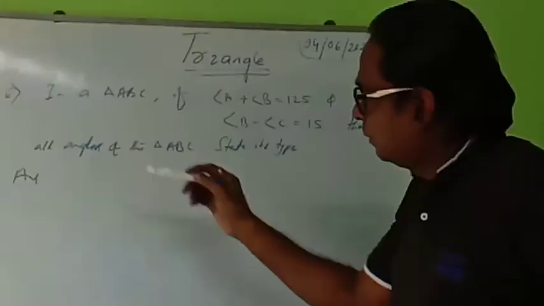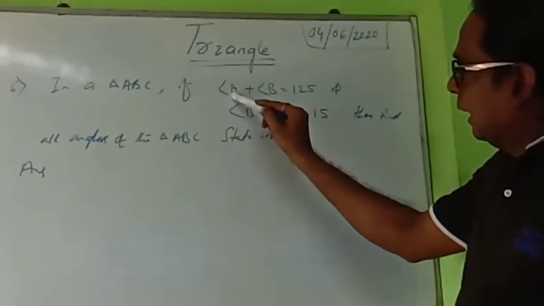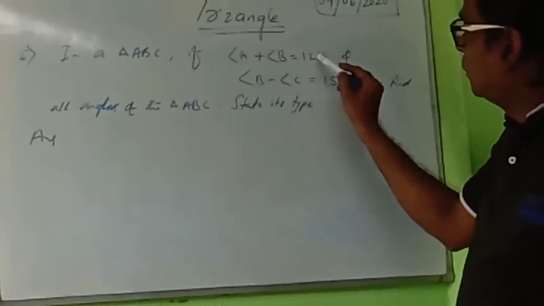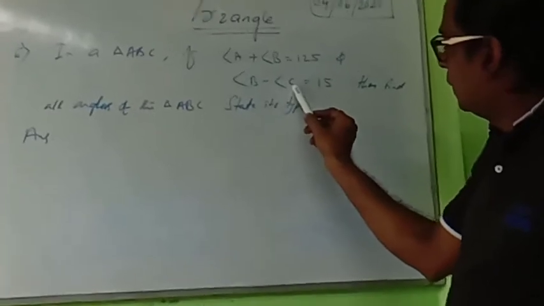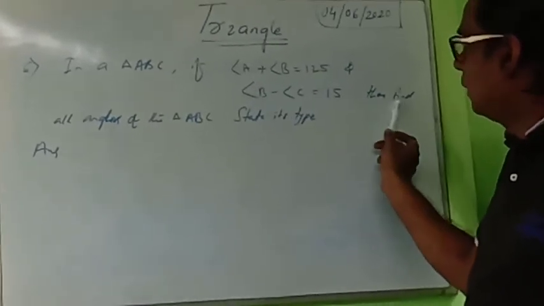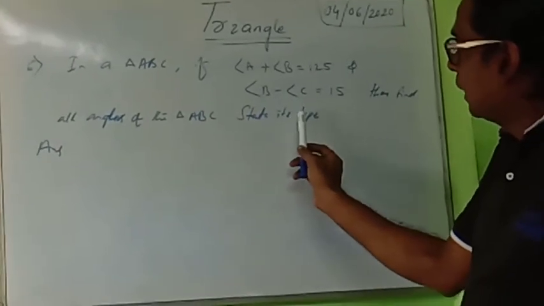Let us go next. Number 6. It is given in a triangle ABC, if angle A plus angle B equals 125 degrees, and also given angle B minus angle C equals 15 degrees, then find all the angles of the triangle ABC, state the type, and what type of triangle it is, you have to show it.